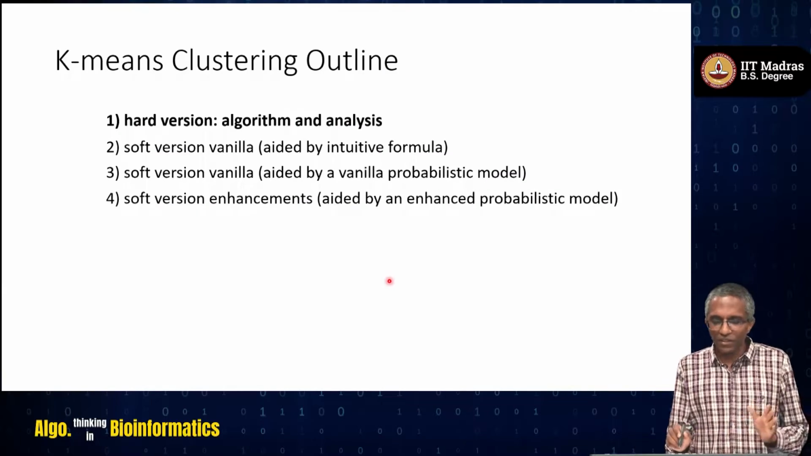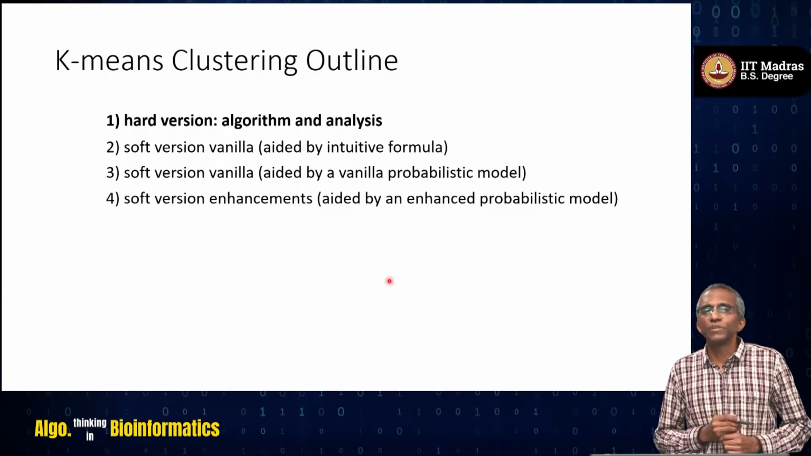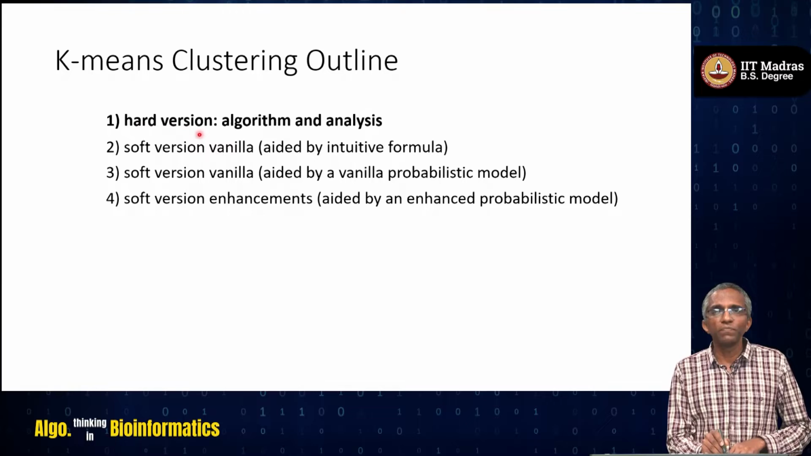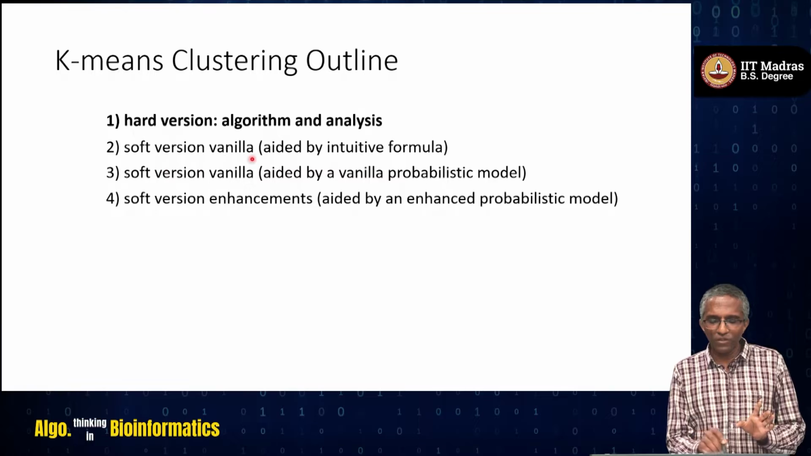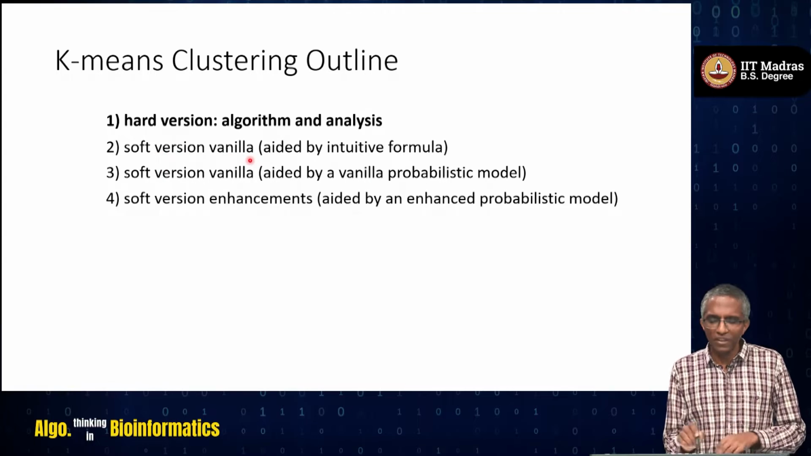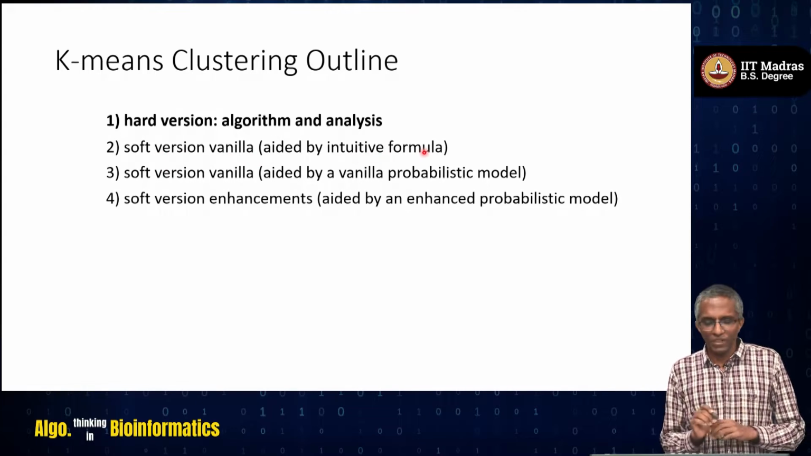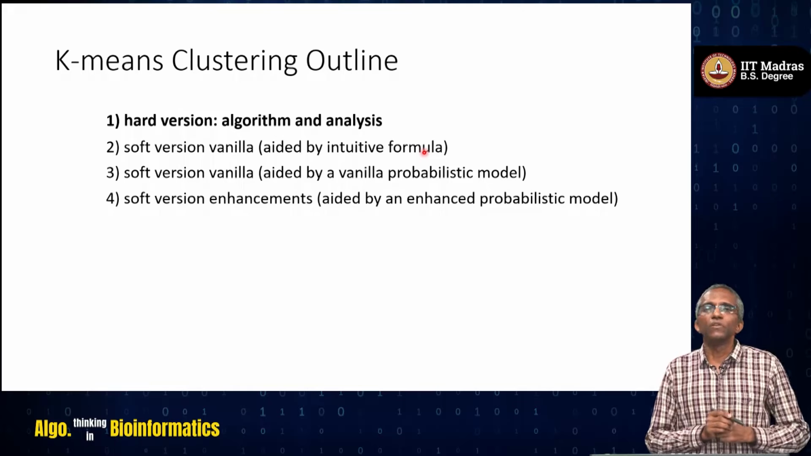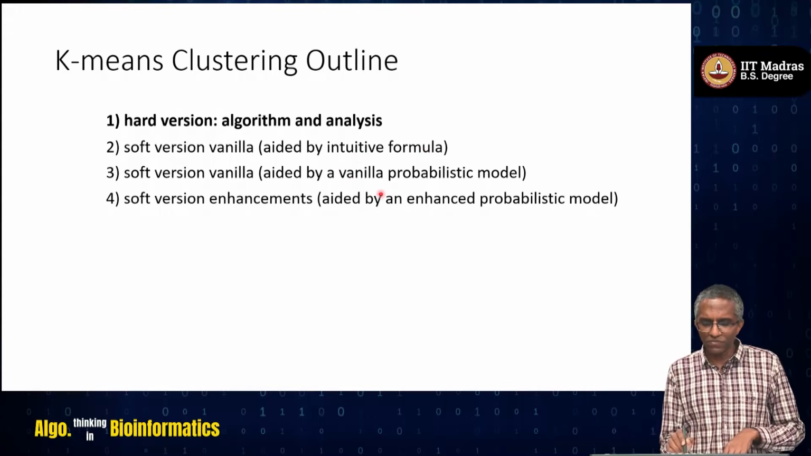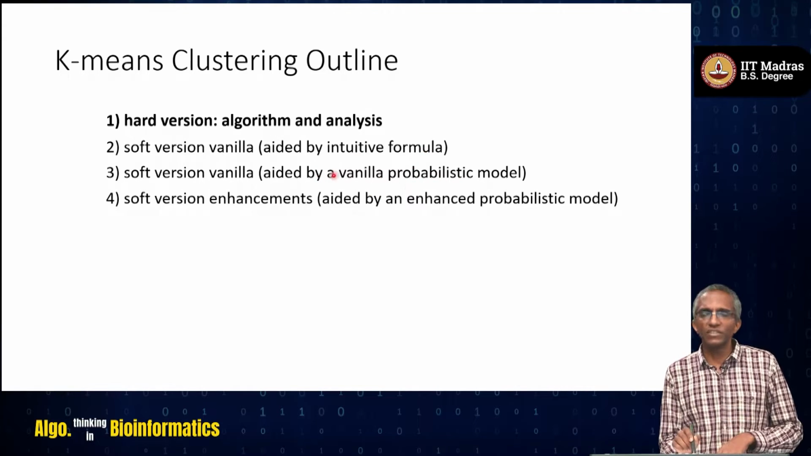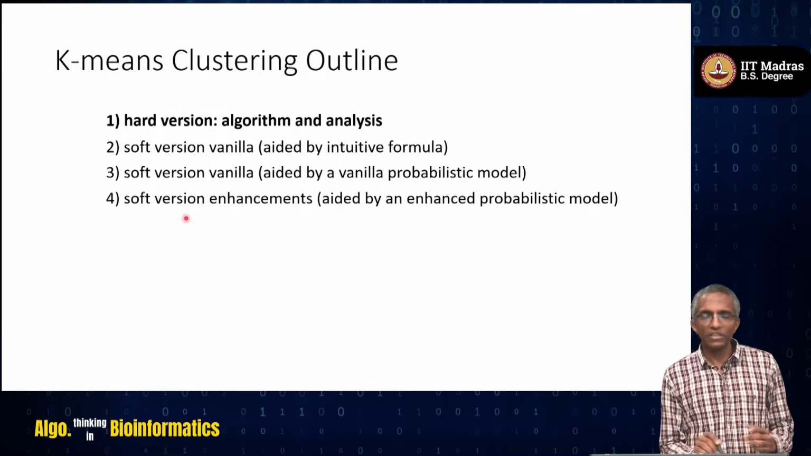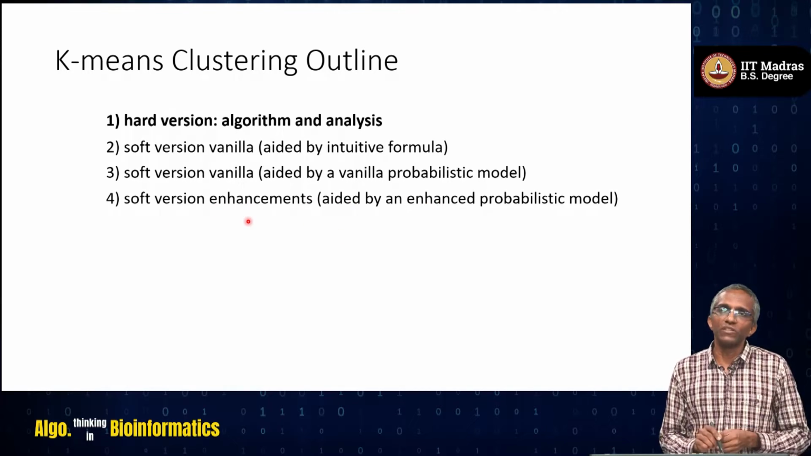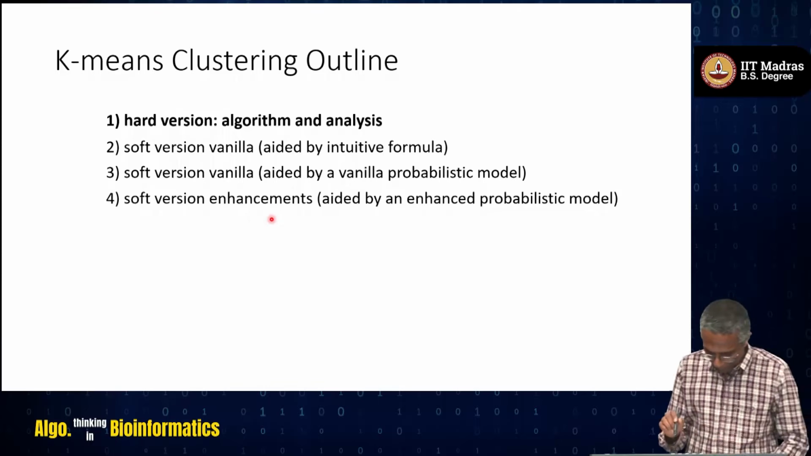Like I said, our agenda for today would be to look at the hard version of the k-means algorithm, how to understand the algorithm and the analysis of the algorithm, then a plain or vanilla version of that algorithm, aided by a very intuitive formula. It is a fuzzy version of this hard k-means algorithm, and then we will introduce this probabilistic connection and exploit that connection to enhance the probability model and thereby also design new variants of the k-means algorithm. Okay. So, this is the plan here.